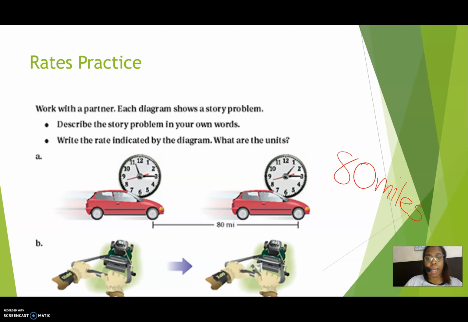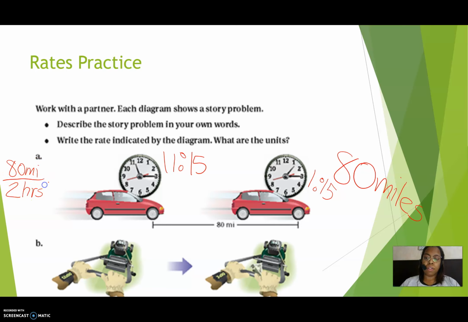And we have some clocks. This clock here is reading 11:15, and this clock over here is reading 1:15. So how much time has passed? We could go 12:15, 1:15, 2 hours. So this little red car in 2 hours time has traveled 80 miles. When we're talking a unit rate, we want to know how far did this car travel in 1 hour.